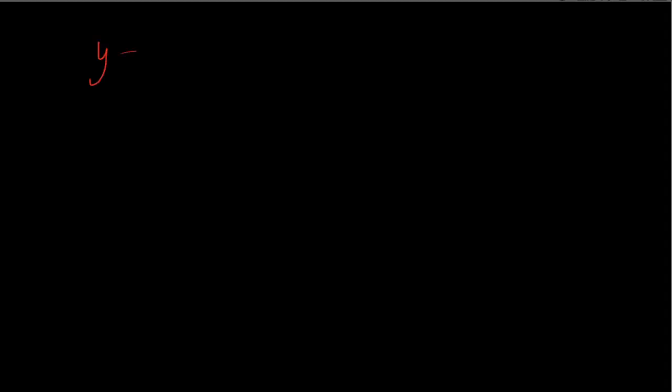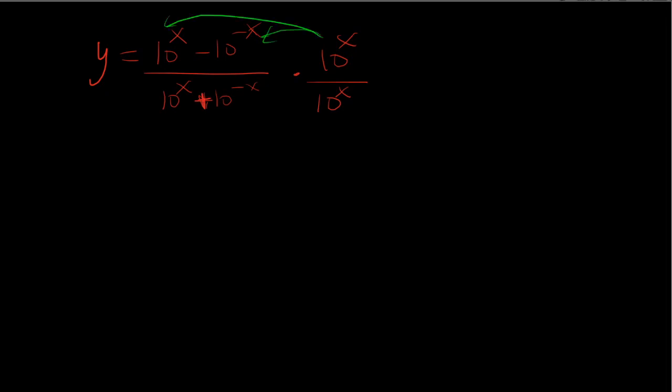Okay, given y equals (10^x − 10^(−x)) over (10^x + 10^(−x)), I want to solve for x. So what I'm going to do is multiply both sides by 10^x, both sides meaning top and bottom. So I'm going to distribute out the 10^x to both pieces.